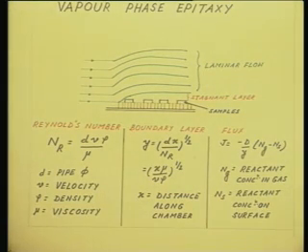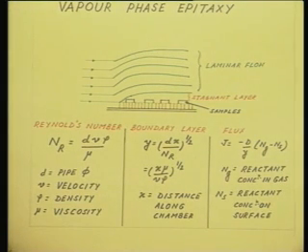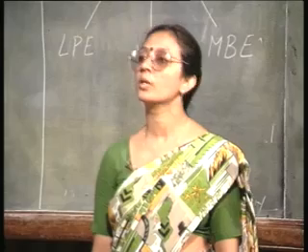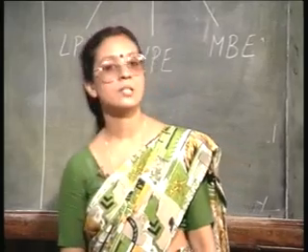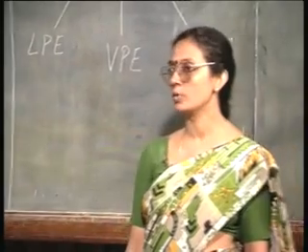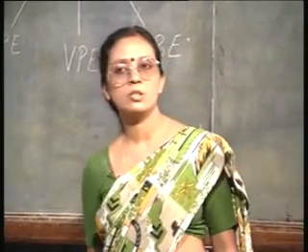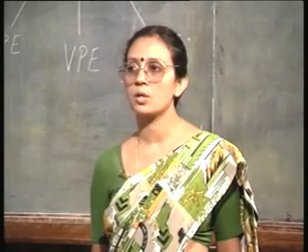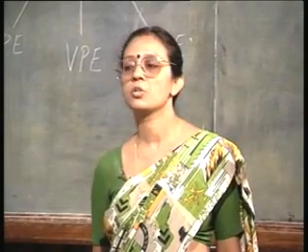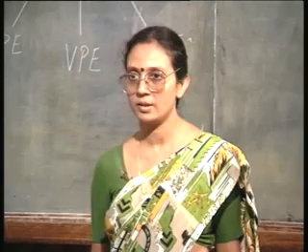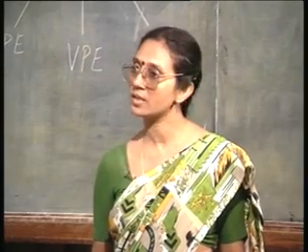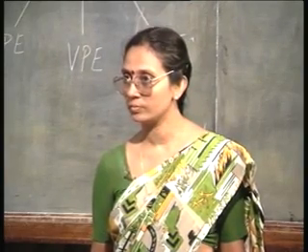And this Reynolds number has to be within a certain limit. If it is less than 2000, we call the flow a laminar flow, and if it is higher than that, we call it a turbulent flow. So, in most practical VPE systems, the Reynolds number is much less than 2000, somewhere around 100 or 200, or maximum 500, let us say. So, we can consider that this flow is a laminar flow.